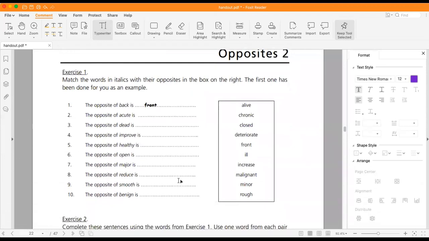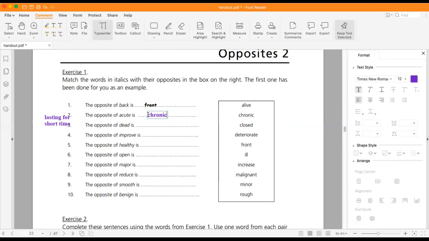Let's move to this exercise. The opposites. Here we will find the word and we will get the opposite of the word from this column. So we have the opposite of back is front. The opposite of acute. Acute means what? It means lasting for a short time. So the opposite of acute is chronic.